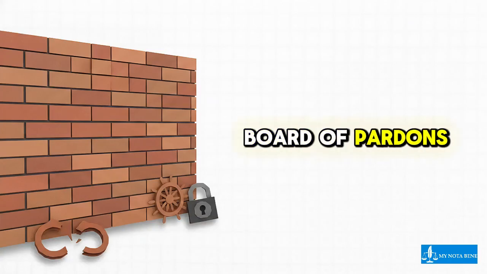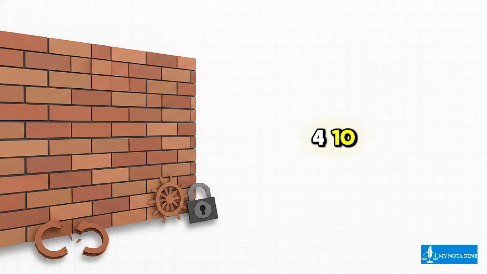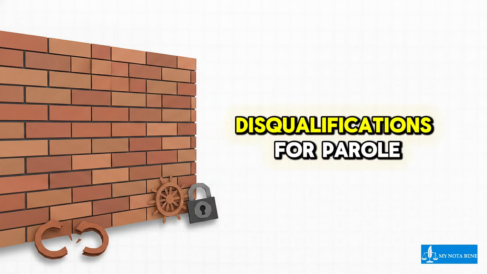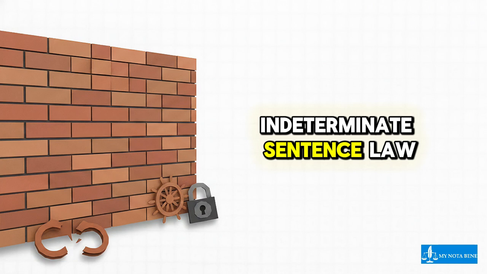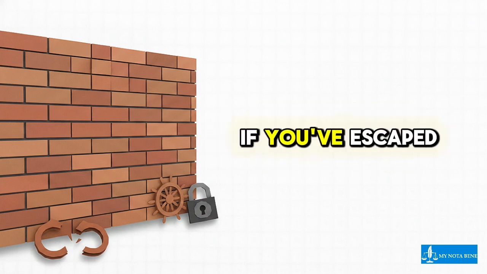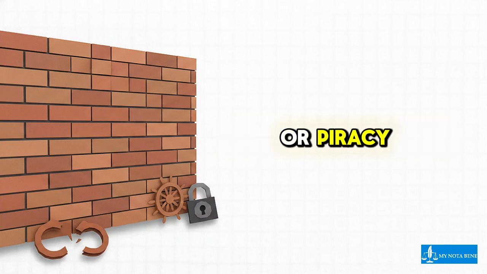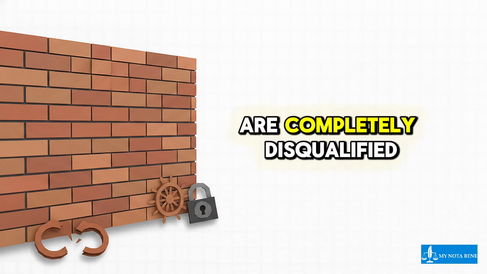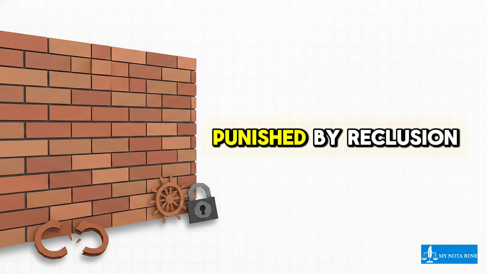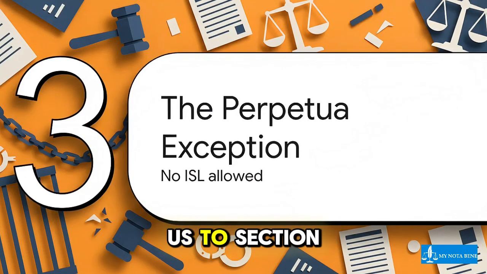According to the Board of Pardons and Parole Rules, specifically Resolution Number 24-44-10, jot that down, there are absolute disqualifications for parole and the ISL. You don't get to use the Indeterminate Sentence Law if you're a habitual delinquent, if you've escaped confinement, or if you're convicted of massive crimes like treason or piracy. But the most common hurdle, and the one that's super relevant to our case here, is that you are completely disqualified if you're convicted of an offense punished by reclusion perpetua or life imprisonment. And that brings us to Section 3.